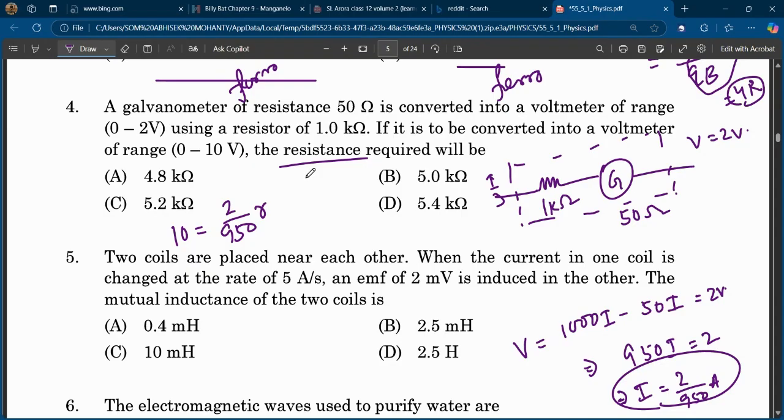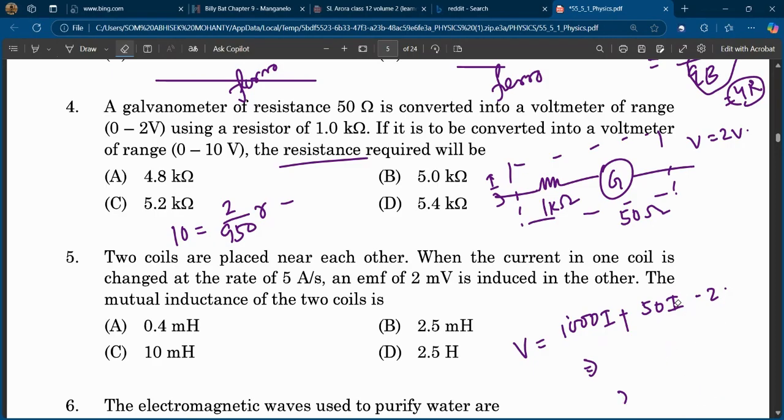Minus, okay, I made a mistake here. Sorry, this is plus, because I have taken all of this to the side. See why this is plus. Okay, let me explain it again. I made a mistake.